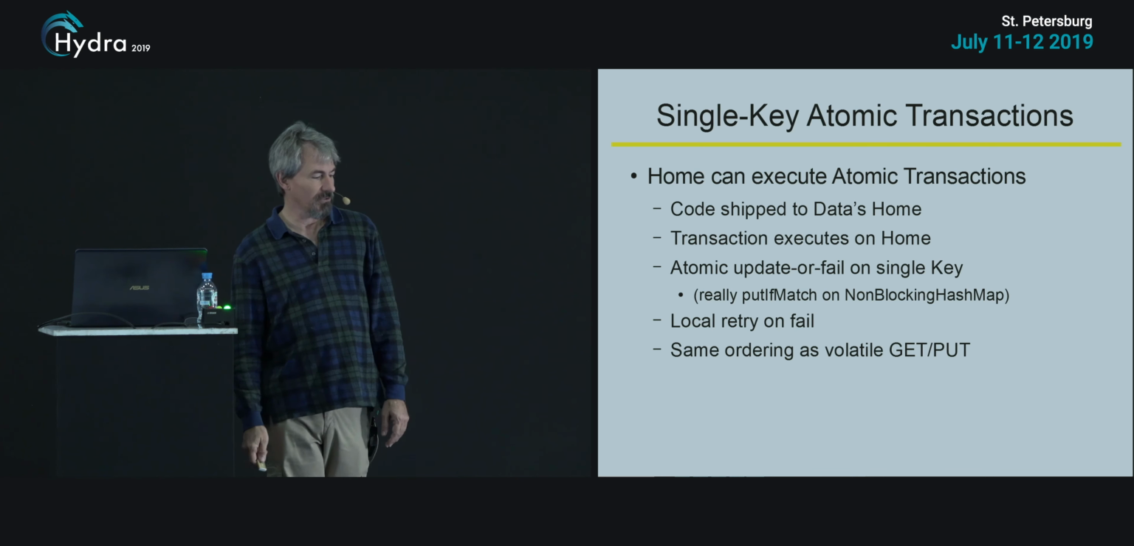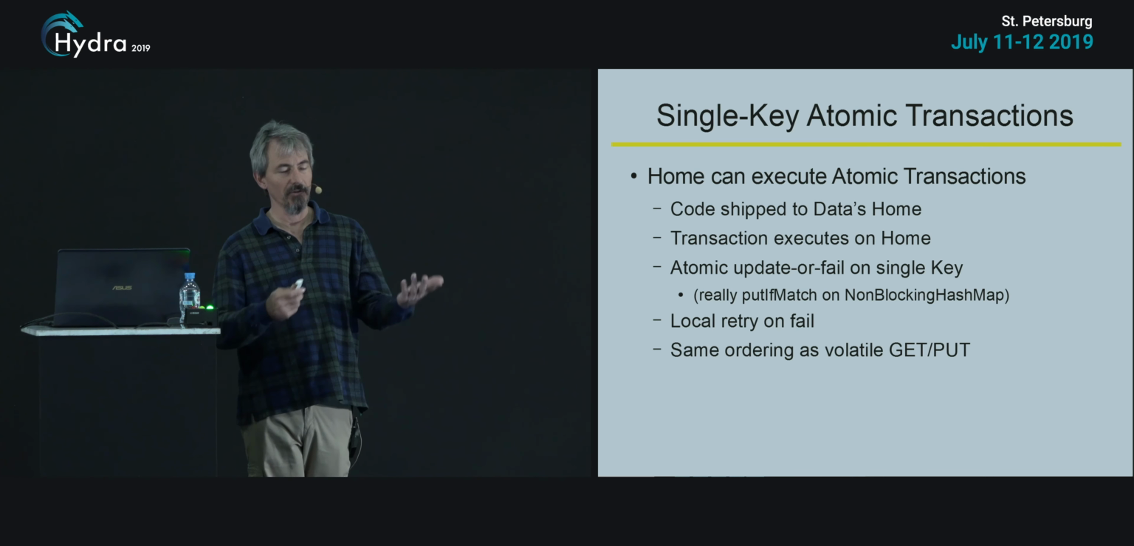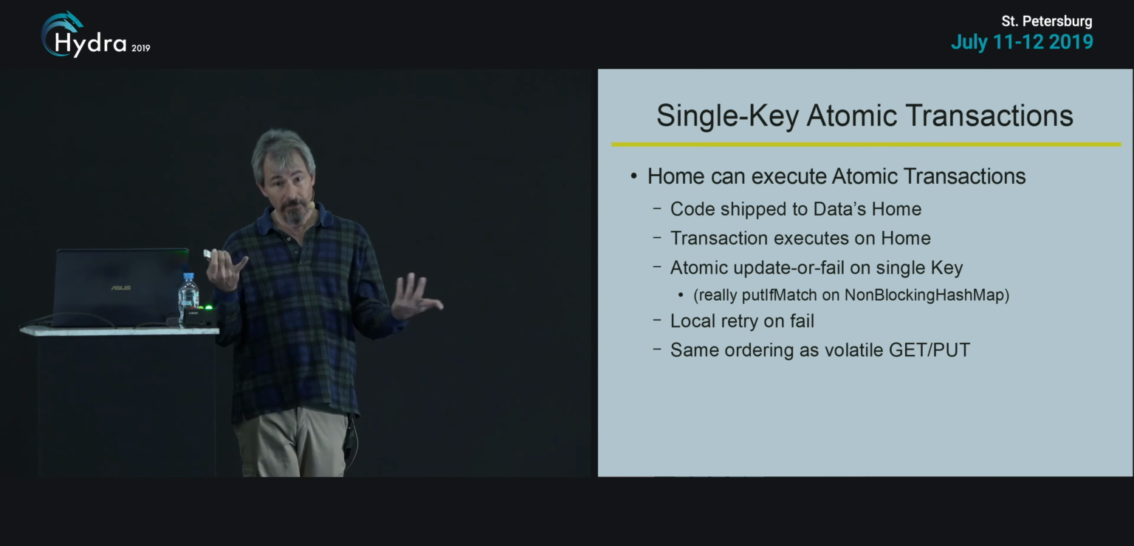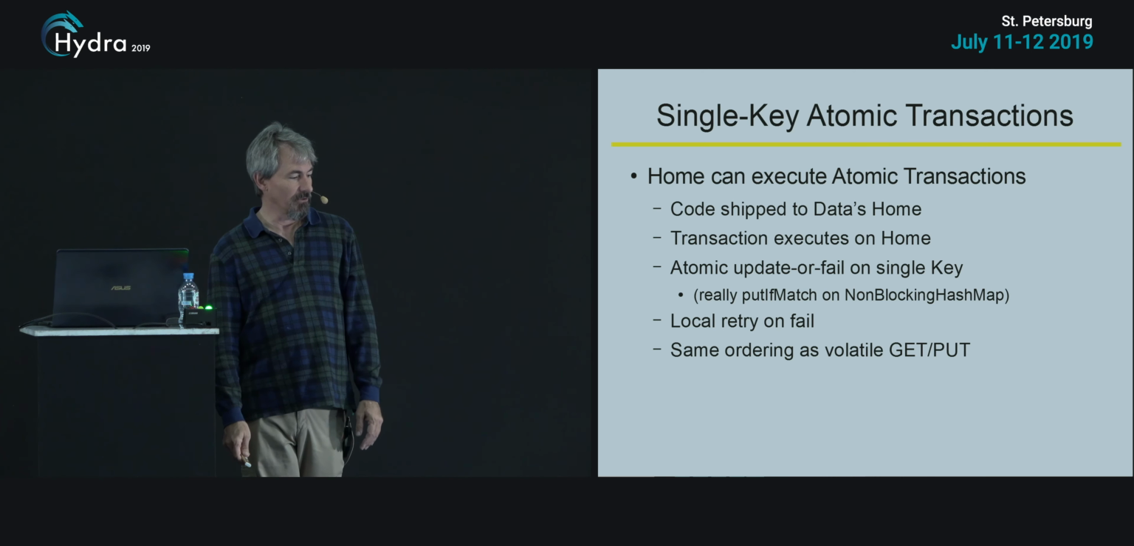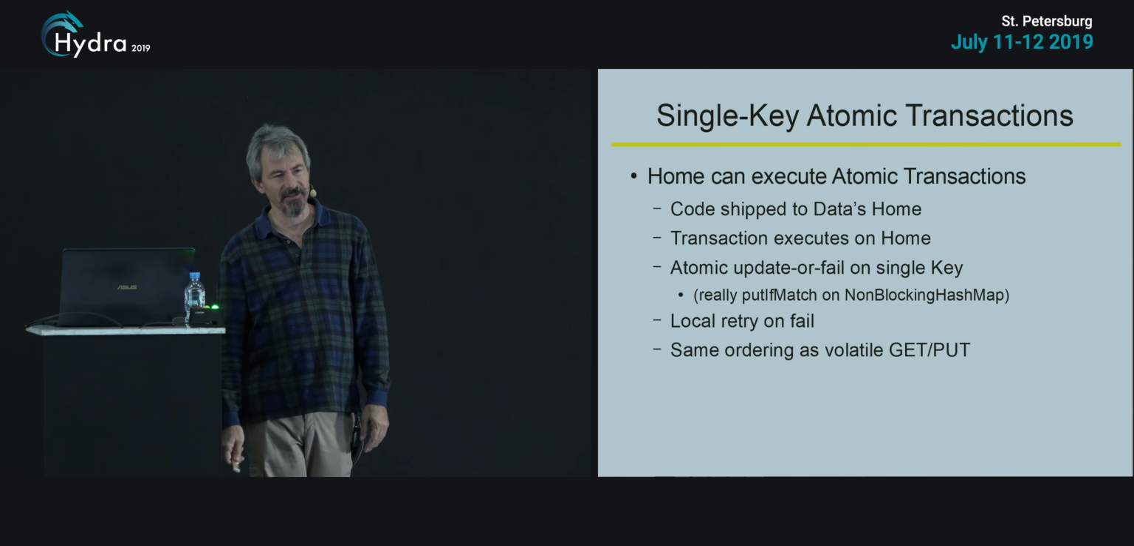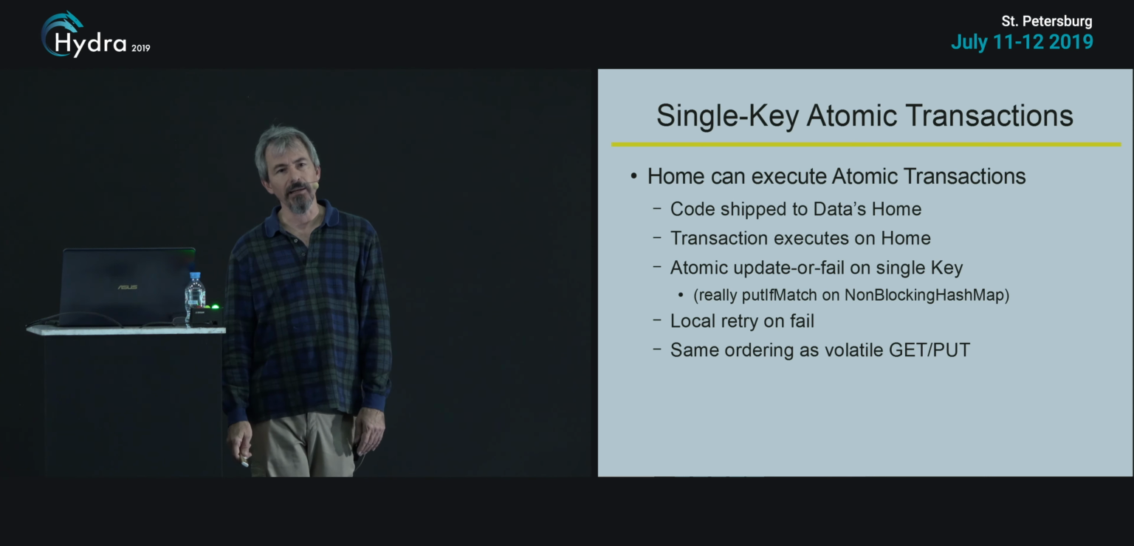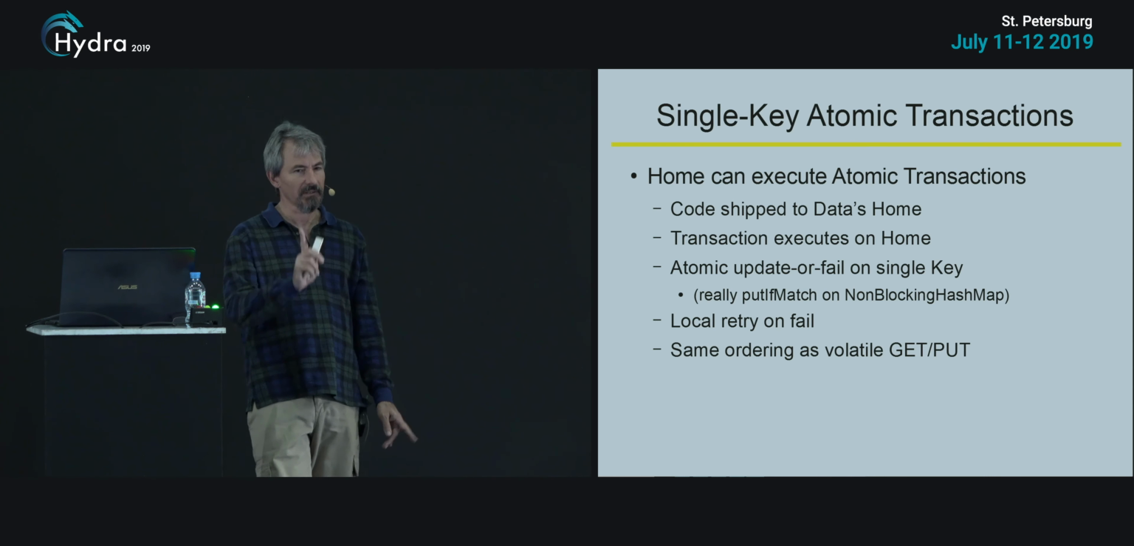You get the same sort of ordering semantics as a volatile get followed by a volatile put. A couple times we do atomic updates for a couple different things. Usually transactions are tiny. And it is single key only atomic transactions.